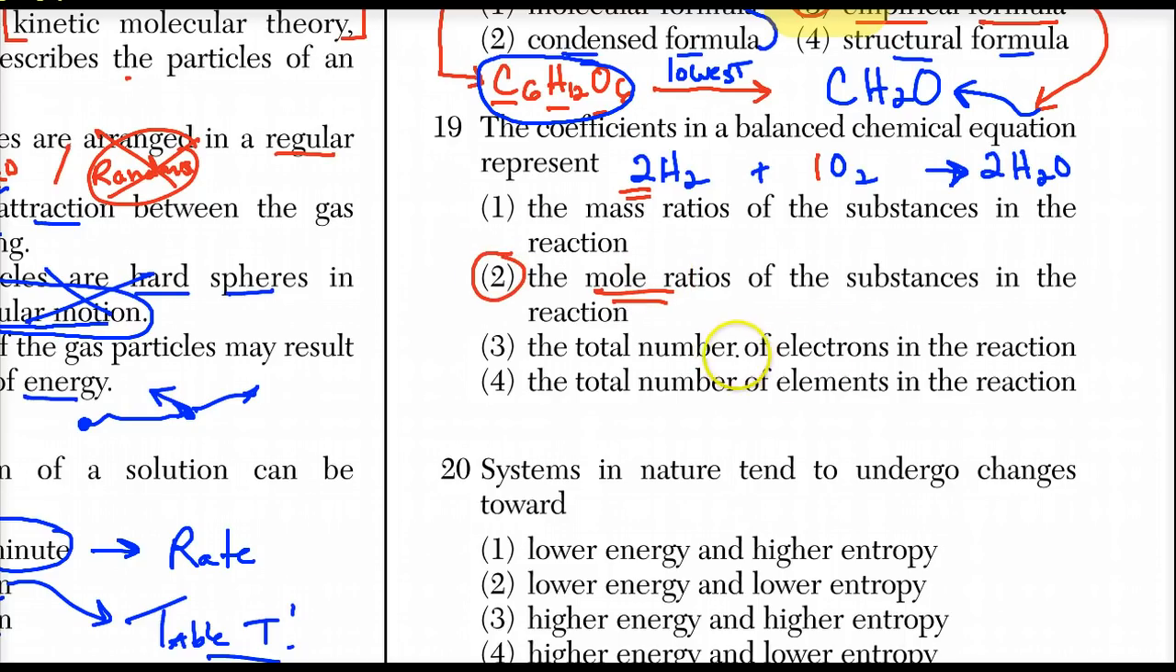Total number of electrons in the reaction, no. That doesn't make any sense. It's total number of particles. And mole again is helpful. Mole is basically a number that we can understand with a certain number of these particles. So 19 is 2. All right, no problems there, I hope.